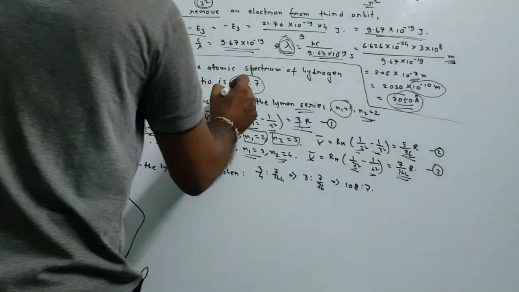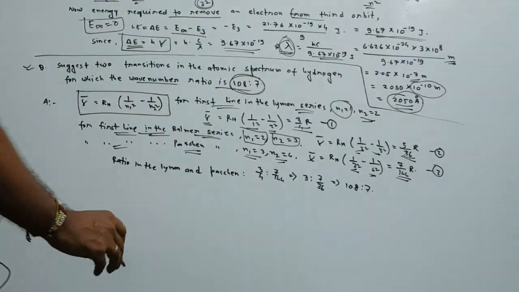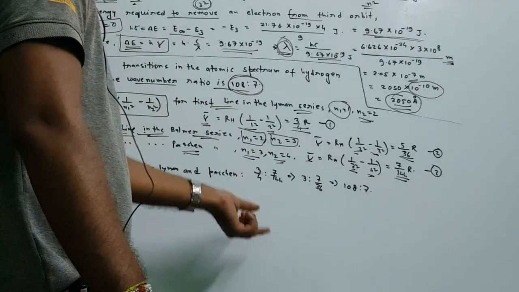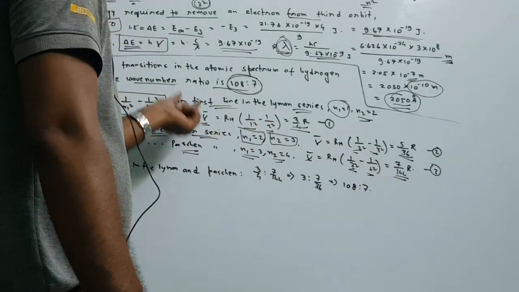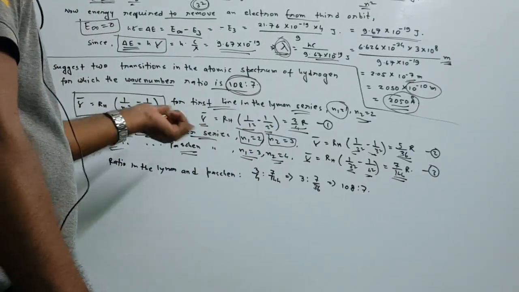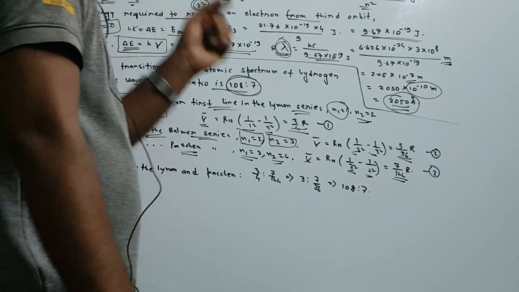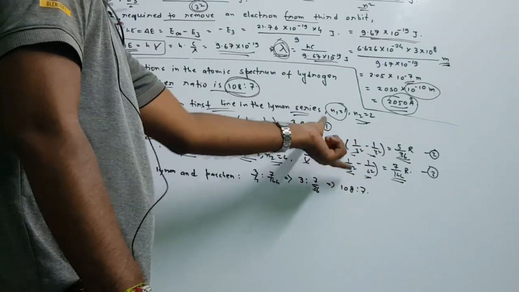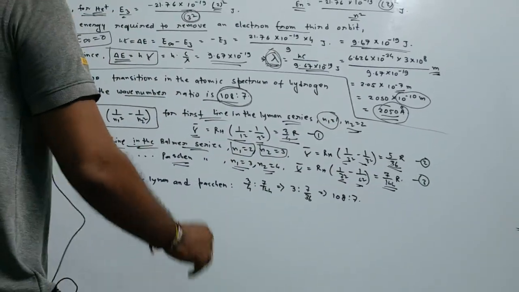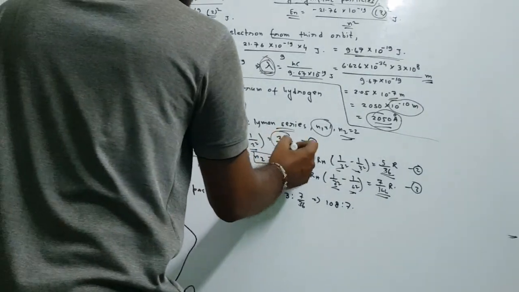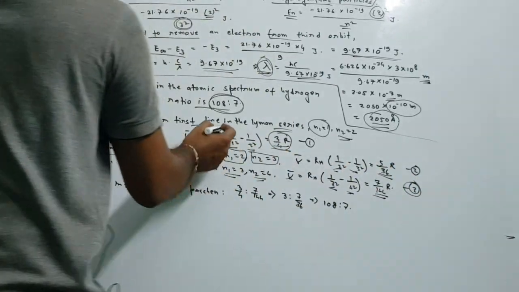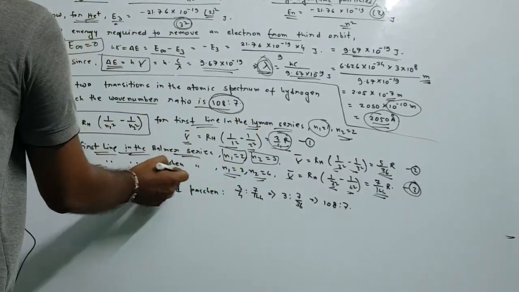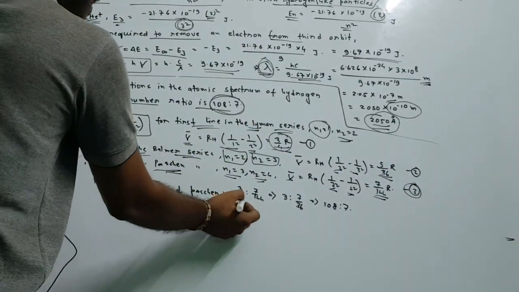Now you need 108:7. So you have to find out the ratio of this Balmer, Paschen, Pfund, etc. You have to find out the ratio, different combinations of ratios. So first we have taken this ratio of 1 and 3, that means the Lyman series and the Paschen series. So find out the ratio.